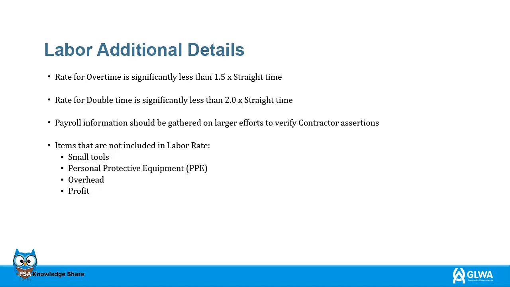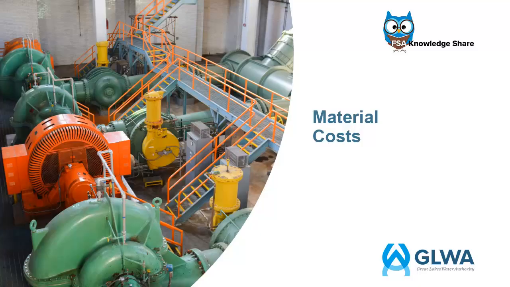GLWA can request actual payroll records to verify payment when items that are not included in the labor rate consist of small tools, PPE, overhead, and profit. Furthermore, the project manager shall verify all material quantities and supplier invoices are fair and reasonable.